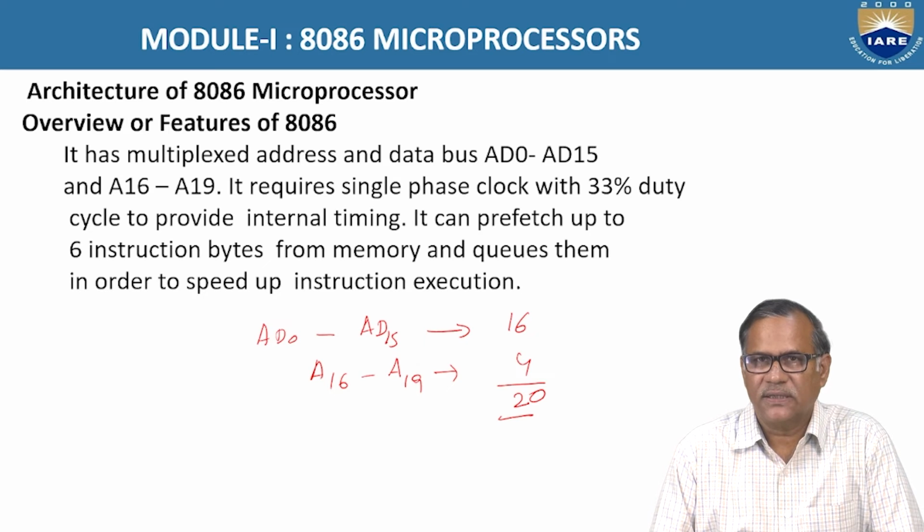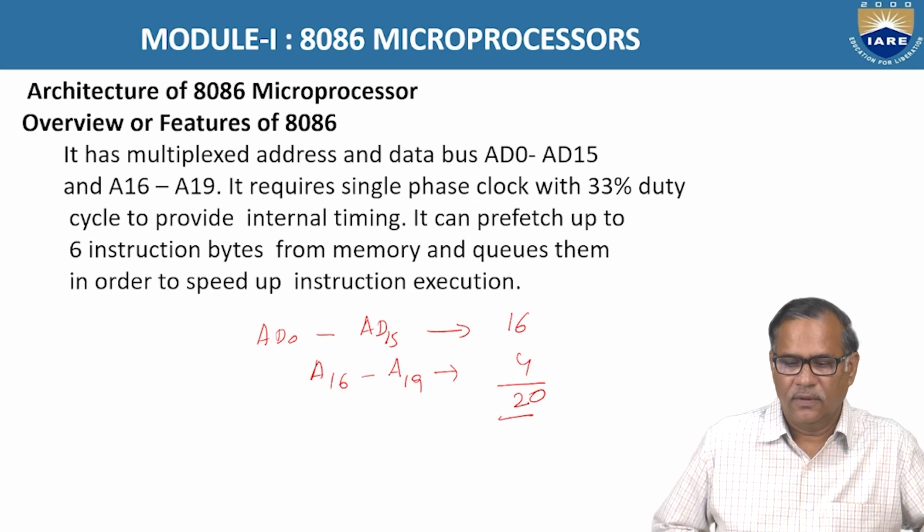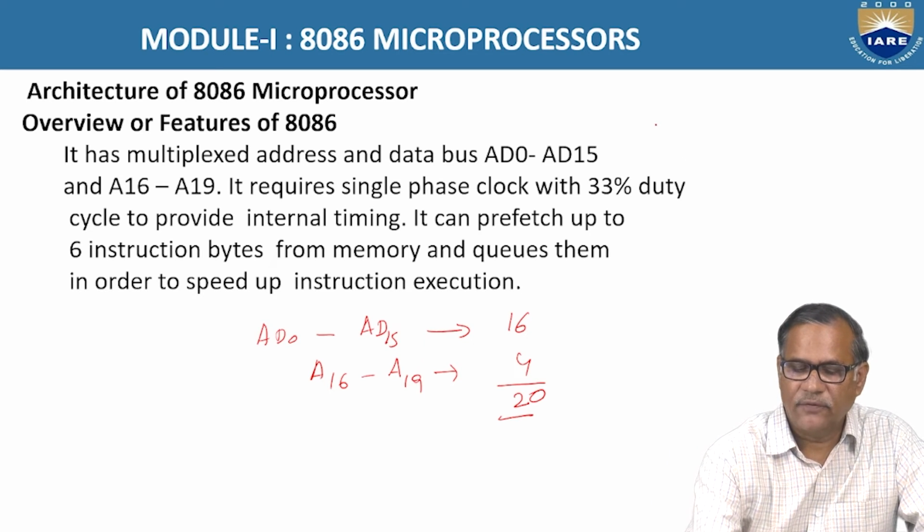That means 67% of the time it is off. That means the signal is like this. 50%. What is 50% duty cycle? This is called 50% duty cycle with equal on and off periods.